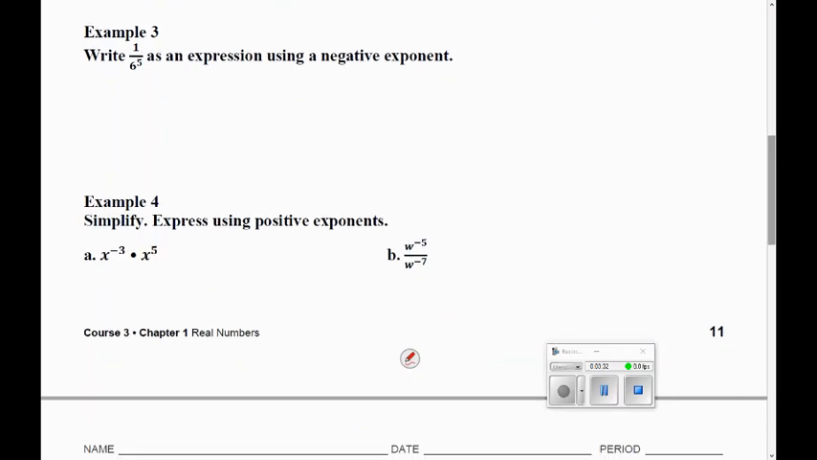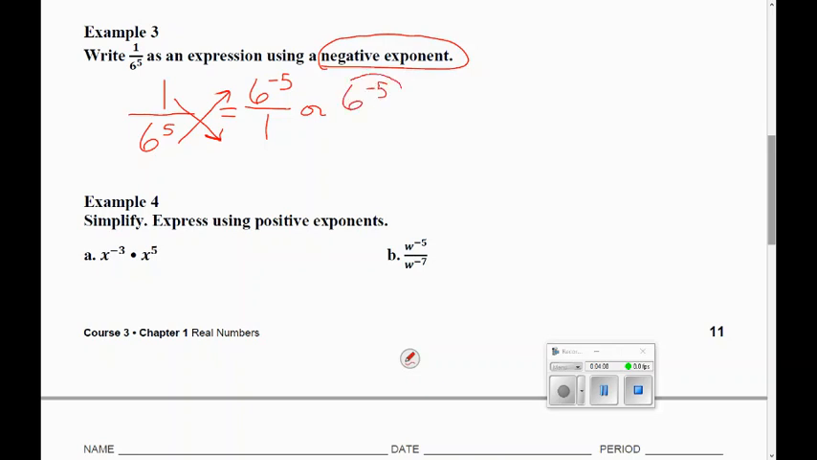All right, example 3 is a little bit different. This is when we're asked to take a positive exponent and go back to a negative exponent. That's fairly rare that we do that, but just knowing that you can go either direction, positive to negative or negative to positive, is a good thing. So if we started with 1 over 6 to the 5th, again, all we have to do is just flip that fraction like we've been doing, and it becomes 6 to the negative 5th on top over 1. And then also remember, anytime we have a fraction that has a 1 on the bottom, that's not really necessary, so we could just write it as 6 to the power of negative 5.